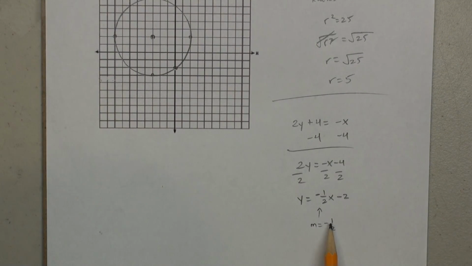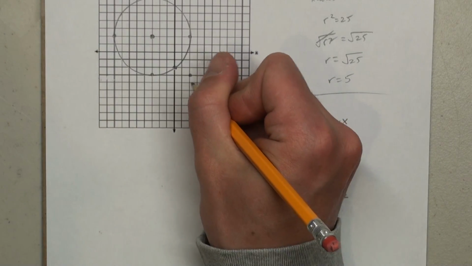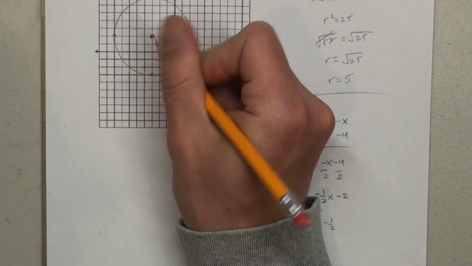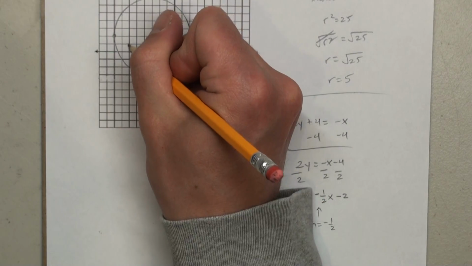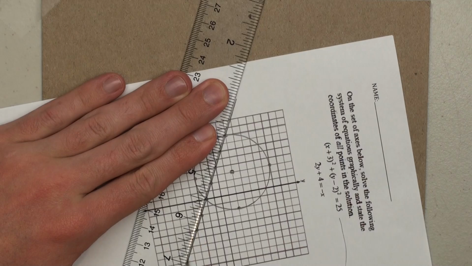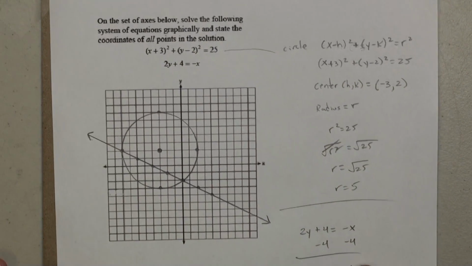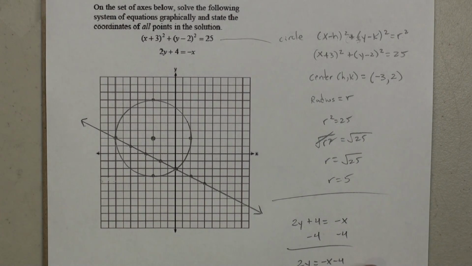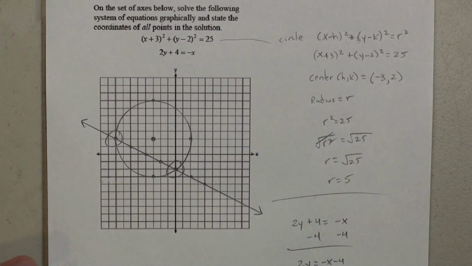Then I go down 1 and to the right 2. Down 1 and to the right 2. And also up 1 and to the left 2. Up 1 to the left 2. So we're going to have 2 points of intersection, right? Two points. Now you can't use the calculator for this, so we'll just count.